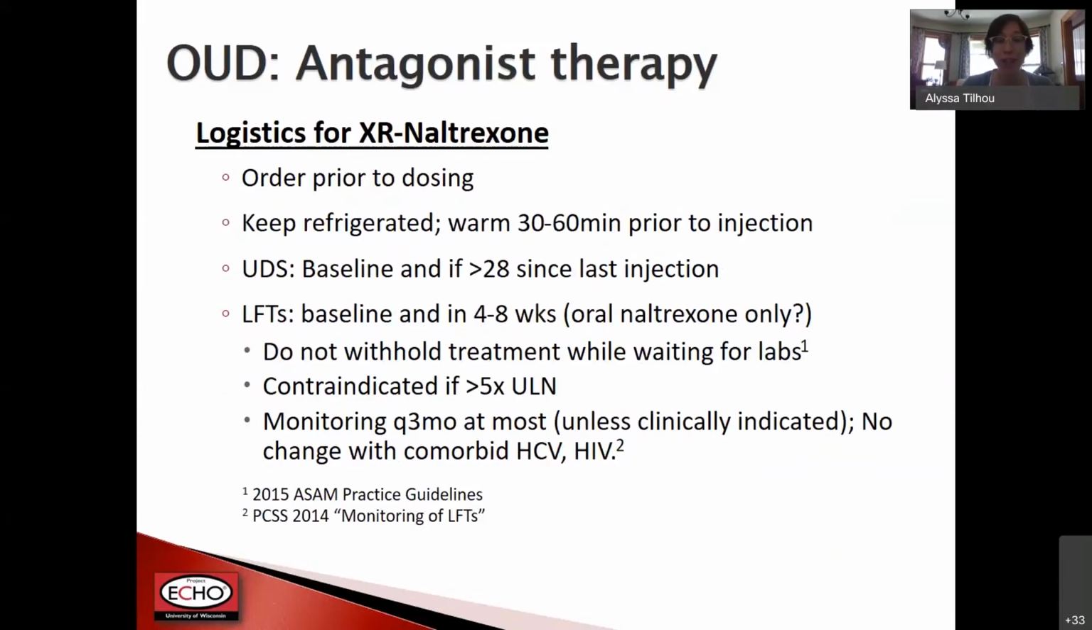So, the logistics of actually giving extended release naltrexone. The first thing you have to do is order it, and you should order it prior to dosing because you do have to get it on site and then confirm that there isn't a prior authorization required by the patient's insurance. You should keep it refrigerated and then warm it 30 to 60 minutes prior to injection. There's a recommendation to get a urine drug screen at baseline and at later doses if it's been over 28 days since the last injection.